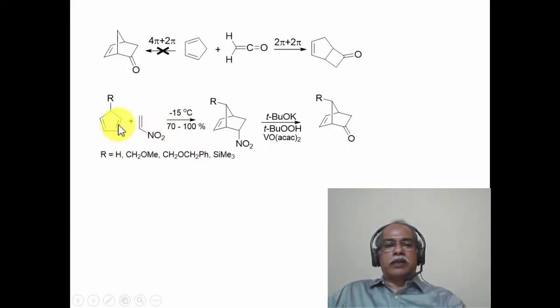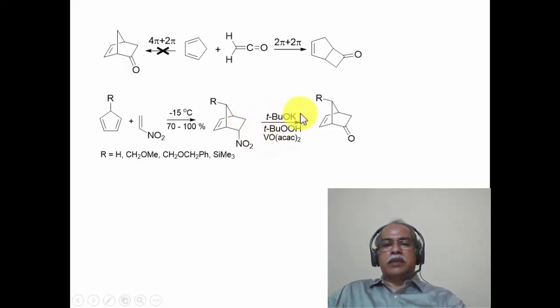A monosubstituted cyclopentadiene, for example, reacts with nitroethylene at a fairly low temperature, because this is a very reactive dienophile. Nitro-substituted ethylene is an extremely reactive dienophile. It undergoes Diels Alder reaction to produce the endoselective Diels Alder adduct, which is shown here. With several derivatives, this has been tried, and this Diels Alder adduct can be made to undergo oxidative Nef reaction using tertiary butyl hydroperoxide, vanadyl acac as the catalyst, for example, using tertiary butoxide.